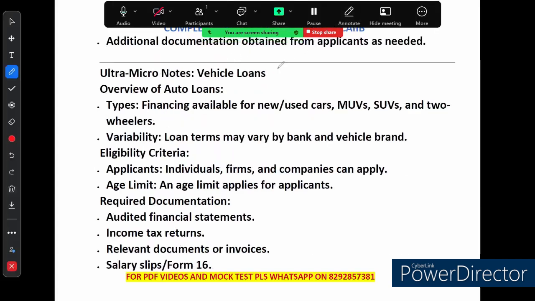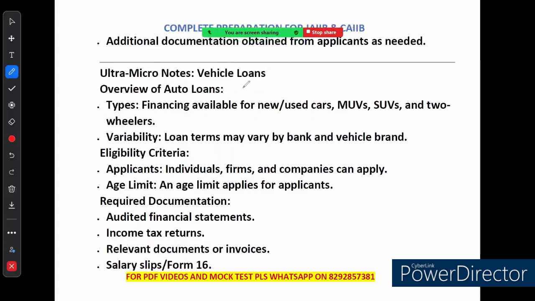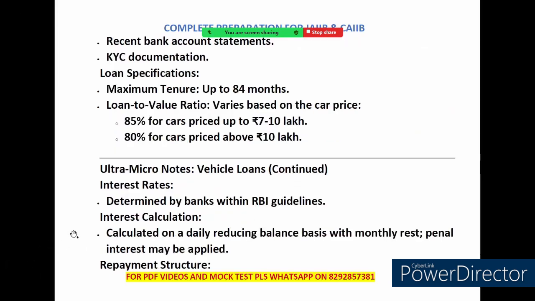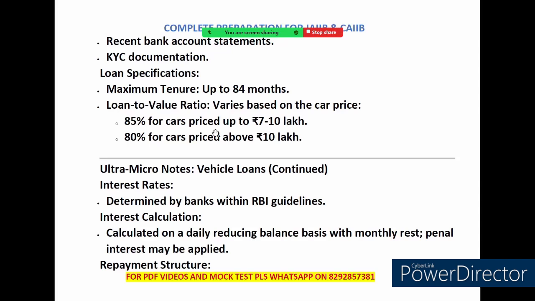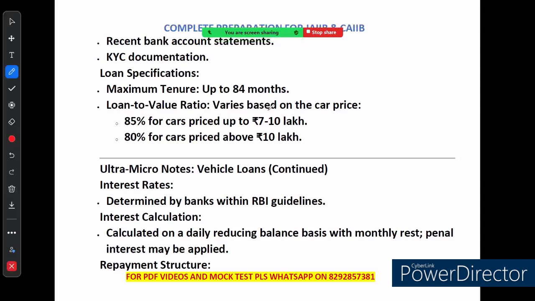If we talk about the vehicle loan, it covers new or used cars, SUVs and even two-wheelers. Eligibility: individuals, firms and companies can apply. Documents: the applicant needs to provide financial statement, income tax return, salary slip or invoice. You can see salary slip, Form 16. The maximum tenure for this vehicle loan is up to 84 months. Loan to value ratio for car pricing between 7 to 10 lakh, you can borrow up to 85% of the car price, and if the car price is above 10 lakh, the loan limit is 80%.